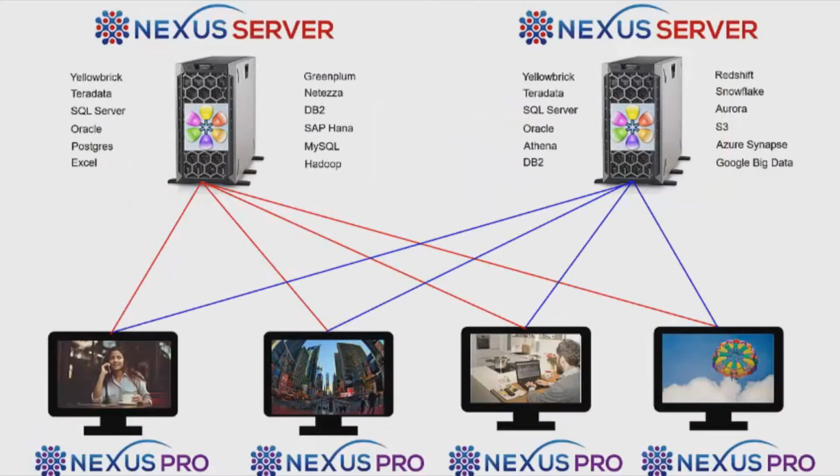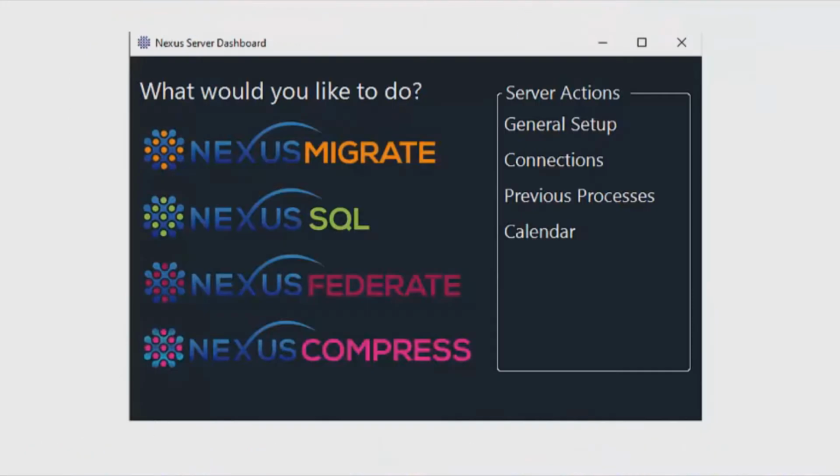Now, you can be at a coffee shop. You can still be within your company. You can be at home, or you can be working on the cloud or in a cloud, because whenever you do it, you can do it on your desktop, but you can execute it from any of the Nexus servers.